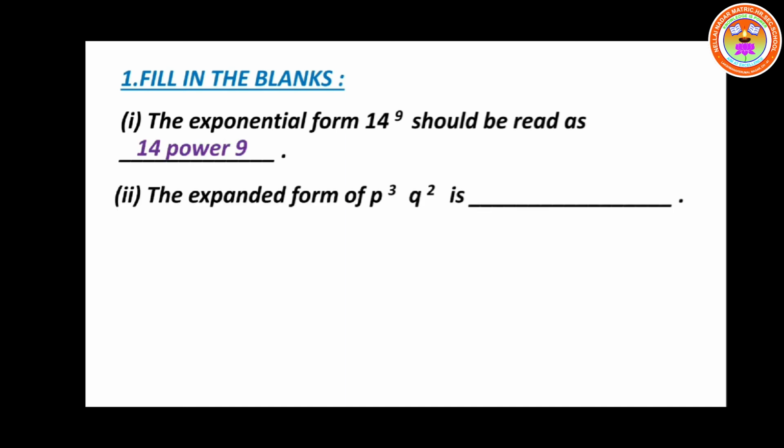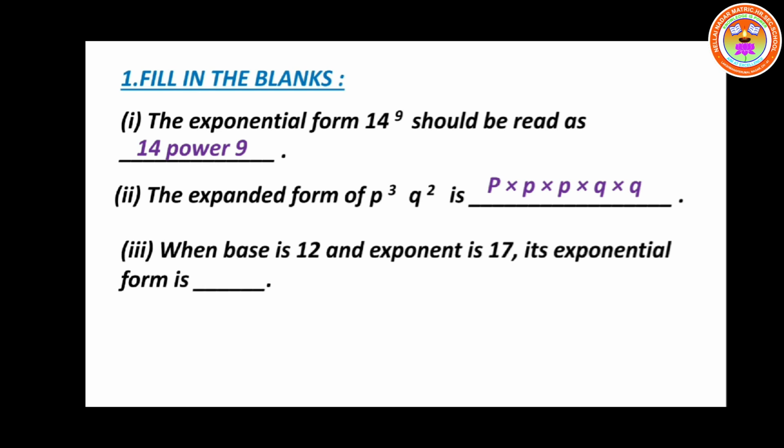Subdivision 2. Expanded form of p cube q square is dash. So p cube means how many times you have to write p? 3 times. q square means how many times? 2 times. So you can write p into p into p into q into q.